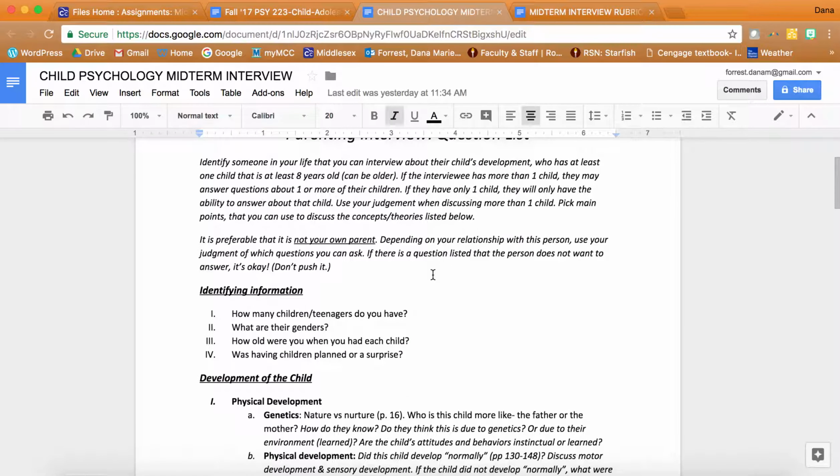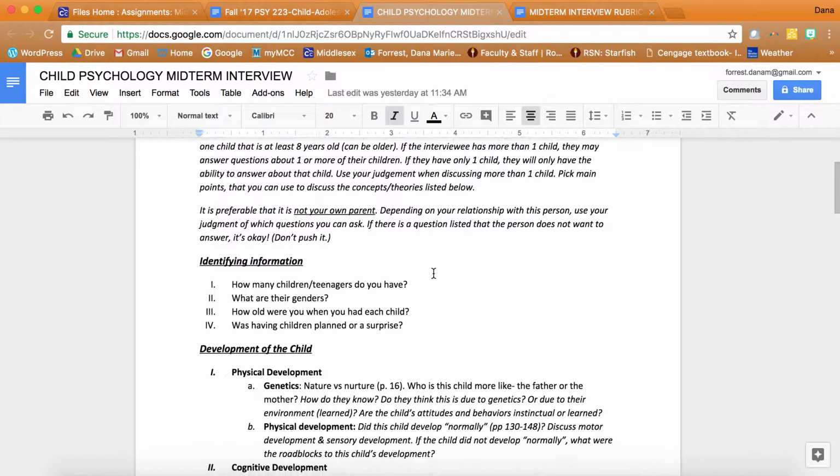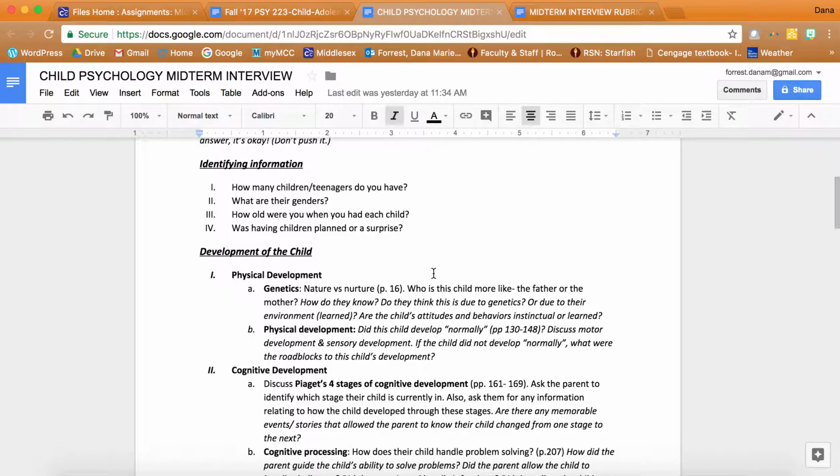So let me see here. All right. So just basics. You're using these things here. This is called a subheading. There's a few subheadings with different topics. First, you're just going to gather identifying information. Who are they? Who are their kids? What are their genders? How old were you when you had each kid? Was having children planned or a surprise? You can add in more information there, maybe where they're from. But I'm just giving you a little bit of an outline of some possible questions you'll ask them.